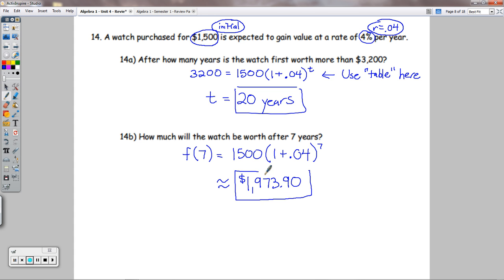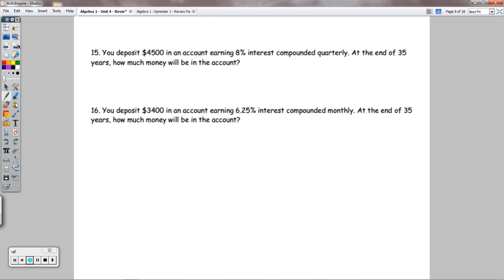That's rounded off to the nearest cent. If we're talking money, that's the way to go. We want to round off to the nearest cent.